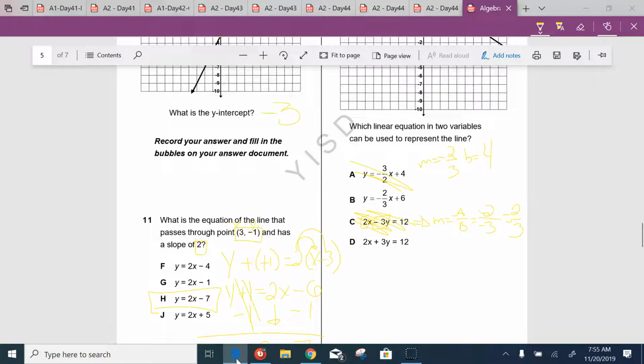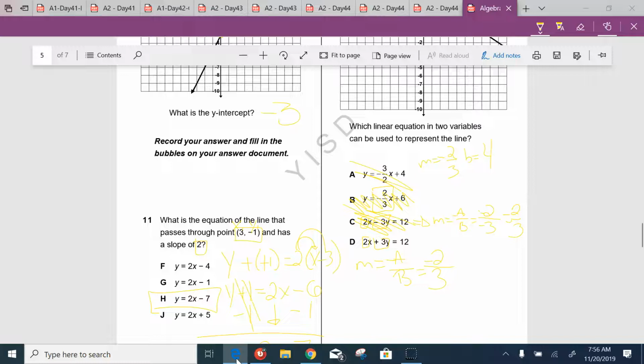Let's go ahead and check choice D. To get my slope, it's the opposite of your a coefficient divided by your b coefficient. A is a positive 2, so it becomes a negative 2 over positive 3. That's the slope I want. So both of these slopes check out. Now I need to check the y-intercepts. Y-intercept is positive 4. This says positive 6, so I can go ahead and take that out.